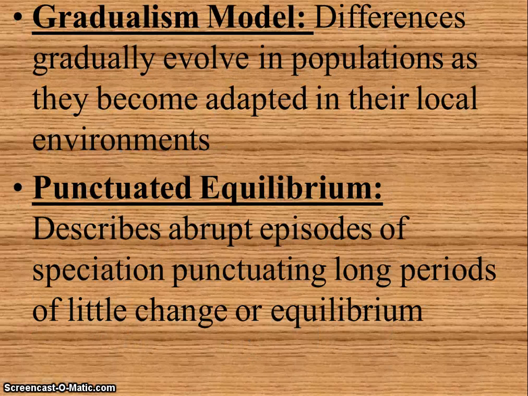We have two different models: the gradualism model and the punctuated equilibrium model. Gradualism is very slow and steady change in a species. So differences gradually evolve in populations as they become adapted to their local environment. Punctuated equilibrium, think of a punctuation mark. It's an idea of slow evolution punctuated by short events of rapid evolution. But rapid could be as long as 100,000 years. So punctuated equilibrium describes abrupt episodes of speciation punctuating long periods of little change, or equilibrium.